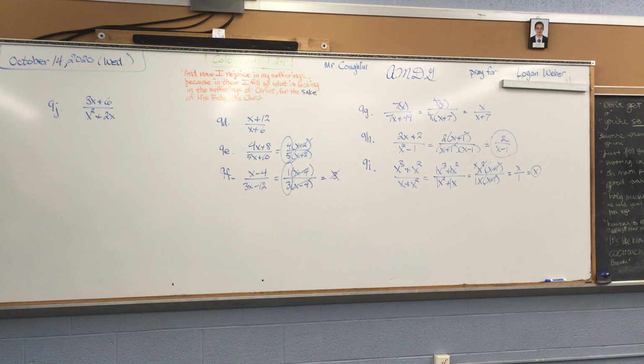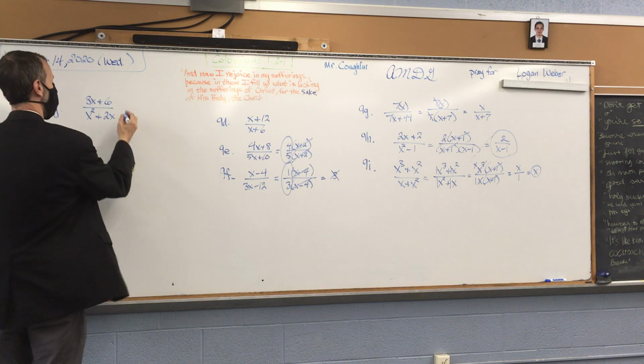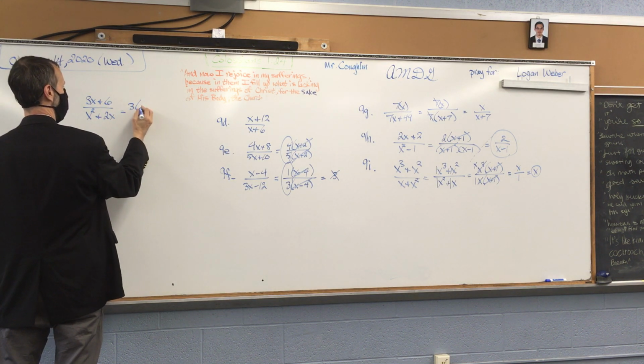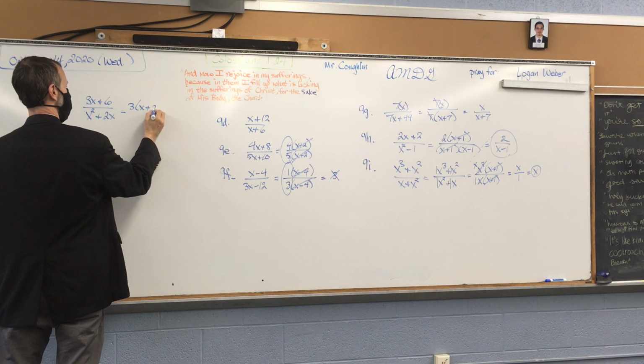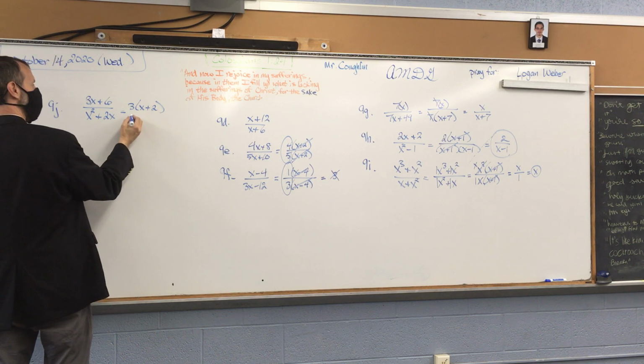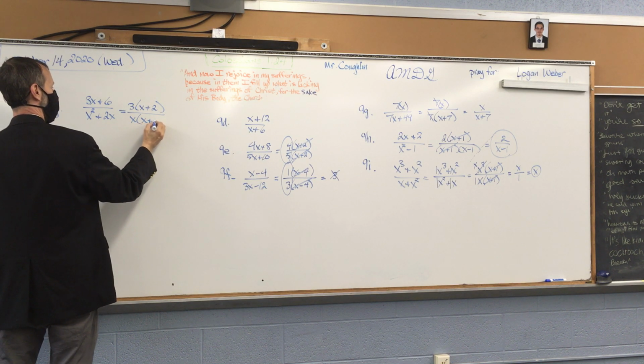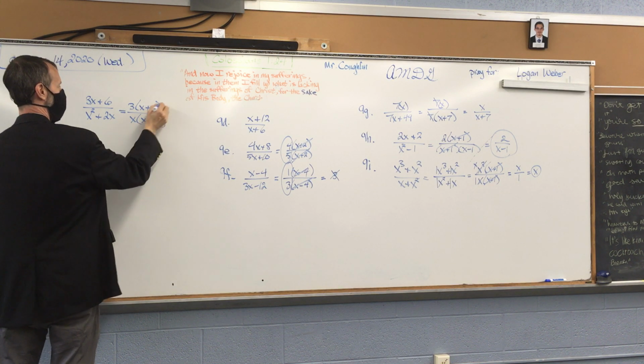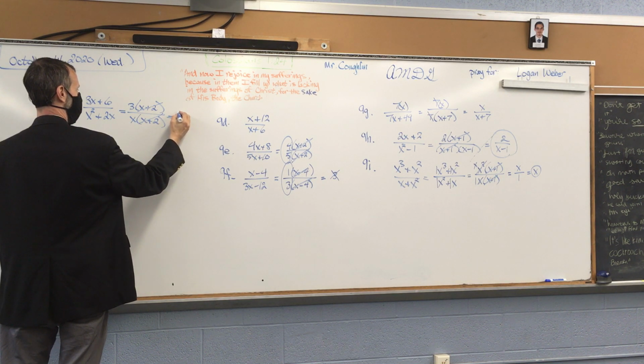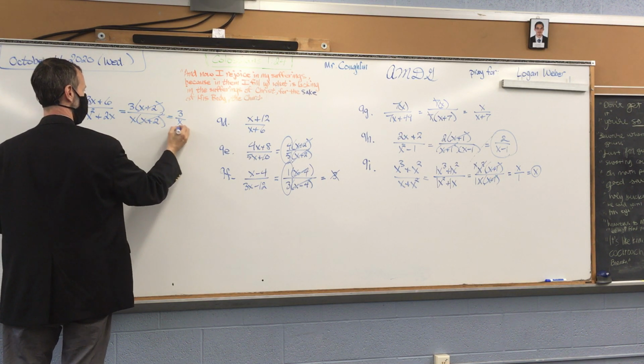Does the top factor, Elijah, take this one? Yes. Do what? 3. And then what's left behind? X plus 2. Okay, does the bottom factor? Yes. How so? X parentheses x plus 2. What happens? Cancel. What's left? 3 over x. Got it. Done.